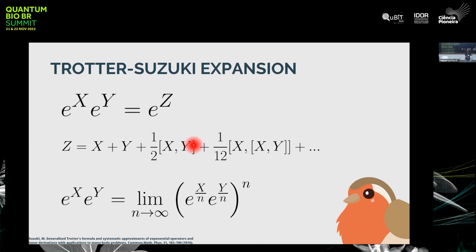We divide X and Y by n. We are changing them from really big operators to really small operators. So they change from big rotations in the axis to an infinite series of really small rotations. It's not really infinite because we are working with computers, and computers have to approximate stuff.